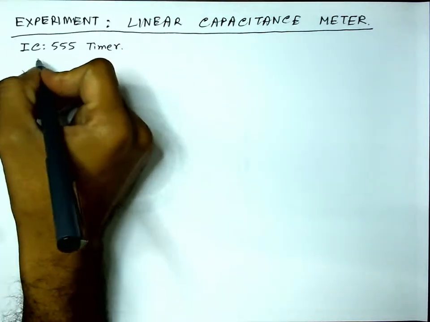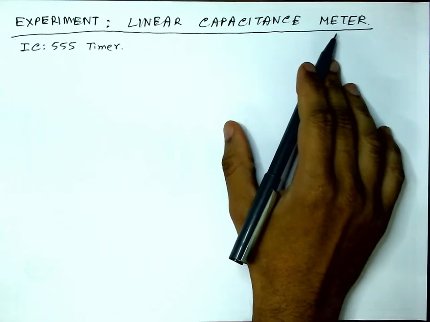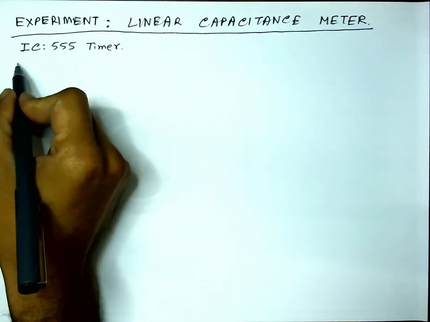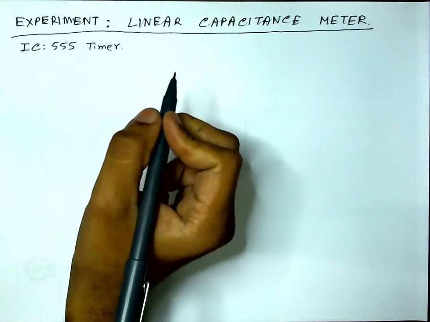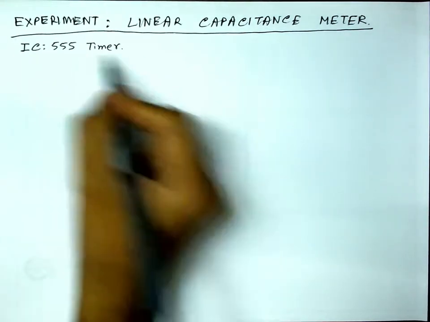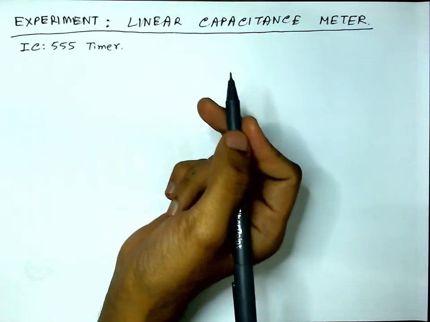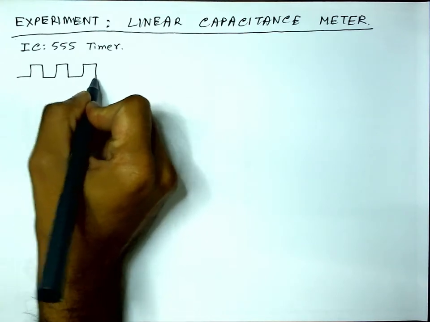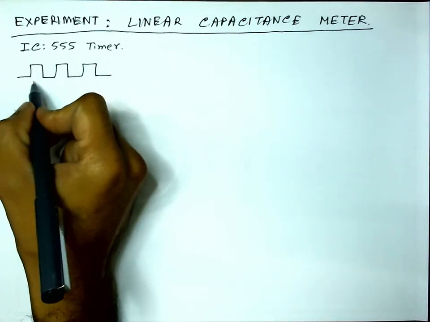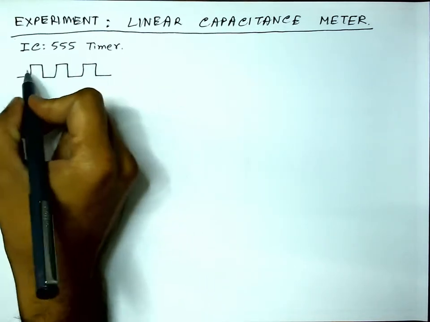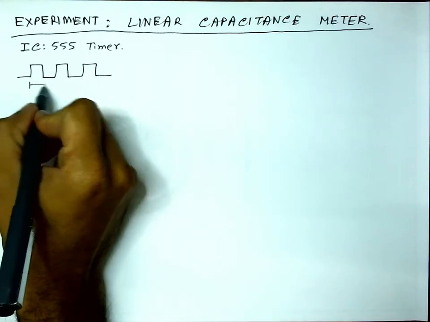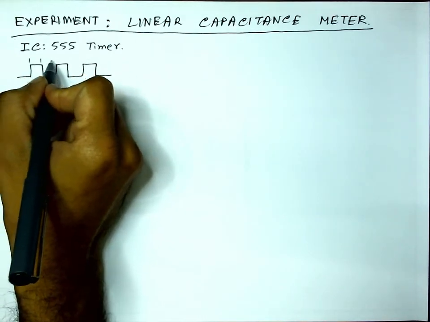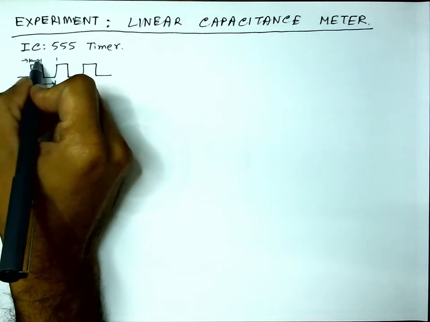So before we begin discussing the capacitance meter, we will spend some time on understanding this particular timer, the IC 555 timer. What it does, it can be used to generate square waves like this. It can be used for other purposes as well, but it can generate a square wave with a desired frequency and also with a desired duty cycle. So you can control this time, the time period, or the frequency, you can control this time or this time as well.